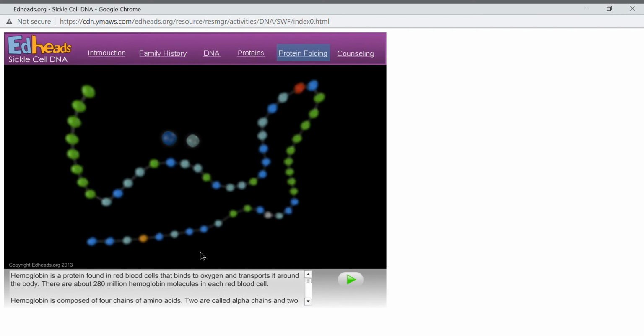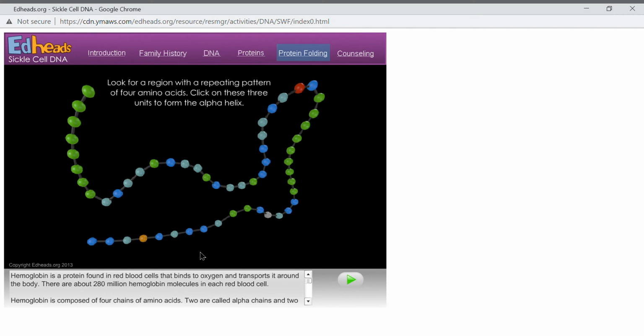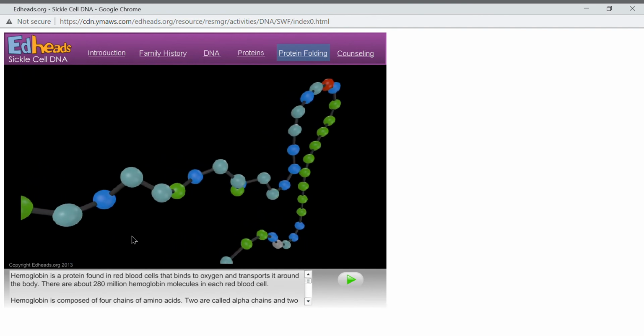This particular protein begins folding by forming an alpha helix, which is a secondary structural unit. One of the hallmarks of an alpha helix is bonding between amino acids that are in units of 4 along the chain. Look for a region with a repeating pattern of 4 amino acids. Click on these units to form the alpha helix. Great! Now you have the alpha helix.